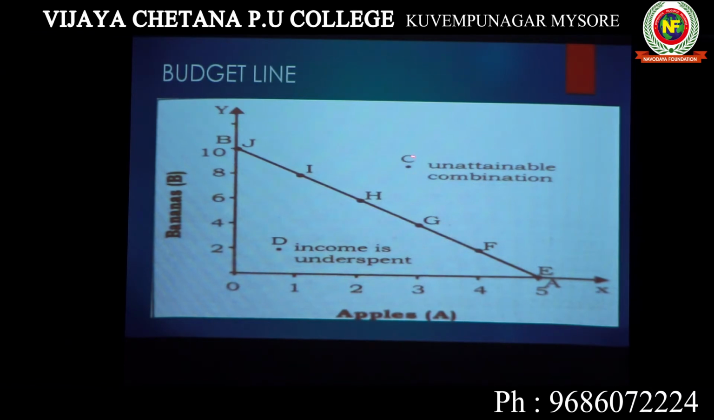He can't go for the C combination. Why? Because it is an unattainable combination. Unattainable means it's not possible. Why is it not possible? Because here the income is here and the expenditure is here, so he can't match this. It means there is a gap between expenditure and income.